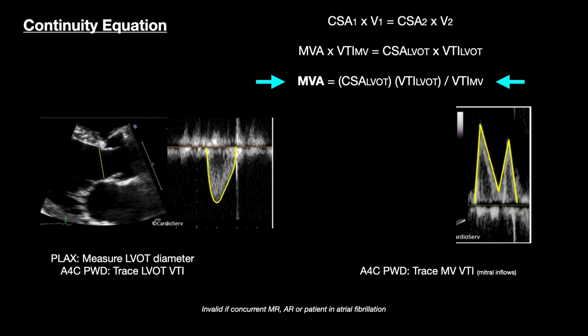The advantages of this technique are that it is reasonably independent from flow conditions. The disadvantages are that you need multiple measurements, as just described, and therefore there are multiple sources of error. And it's not valid if the original condition, that volumetric flow through both orifices is equal, is not met. So in the case of MR or AR, flow through those orifices are not always equal, and likewise in AF. So it's not valid in those conditions.